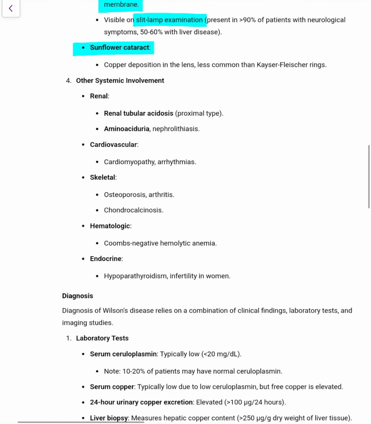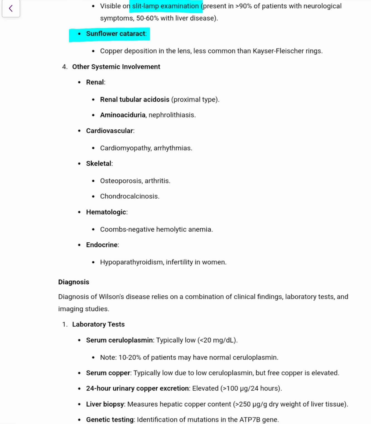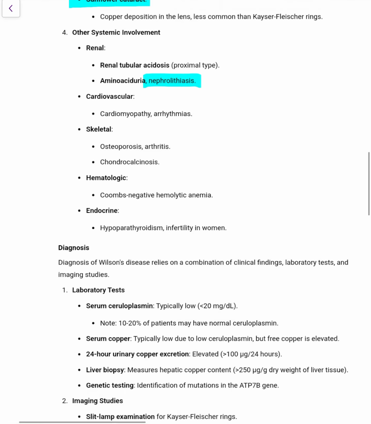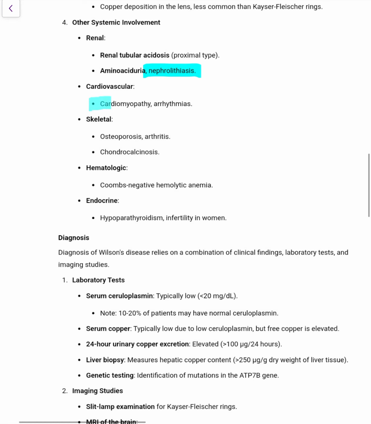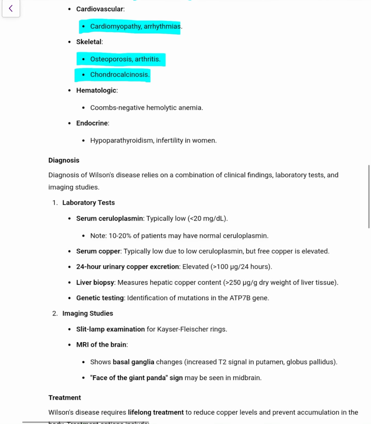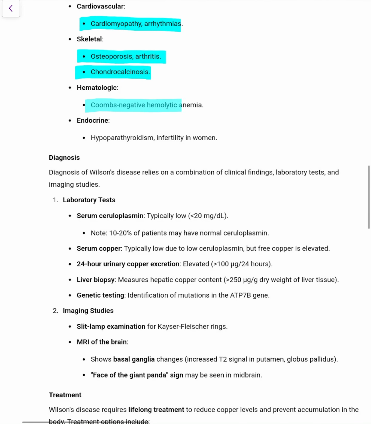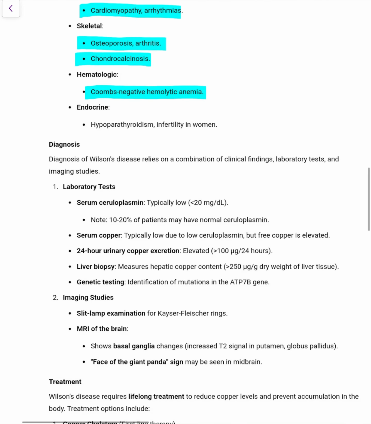Other systems can also be involved. As I said, renal involvement will lead to proximal RTA, that is RTA type 2, aminoaciduria, nephrolithiasis. Cardiovascular symptoms will be there: cardiomyopathy, arrhythmia. Skeletal: osteoporosis, arthritis, chondrocalcinosis. Hematological, as I said, Coombs negative hemolytic anemia will be there. Endocrine: hypoparathyroidism and infertility in women.